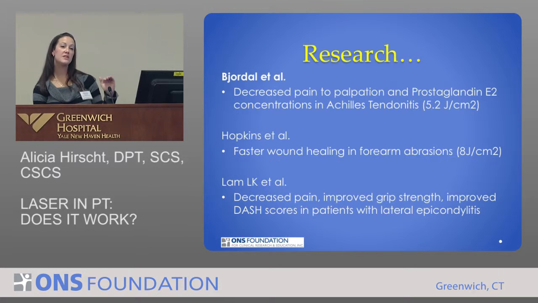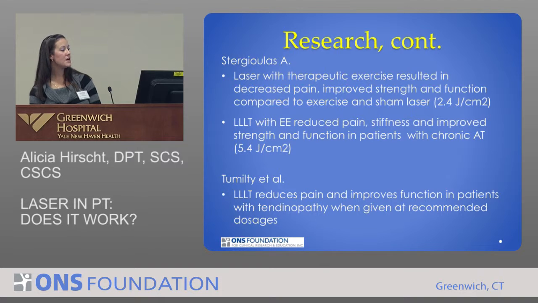So a lot of the evidence that's been compiled now has been brought together in the more recent systematic reviews to actually come up with recommended dosages. Faster wound healing in forearm abrasions, and the dosage was about 8 joules. Some of the studies don't even report what dosages they use, so obviously some of the studies are not necessarily the best to reference here.